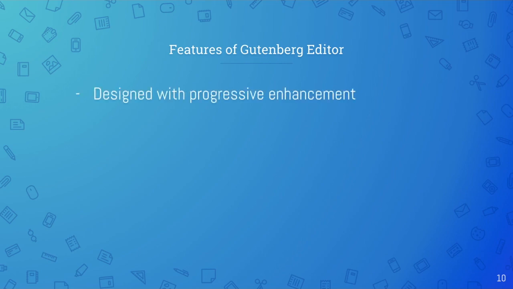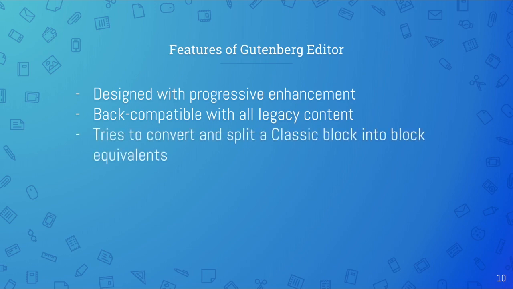First thing, it's designed with progressive enhancement, and even though it gives you so many features, it does provide backward compatibility with all legacy content. So if you're thinking, what would happen to my existing theme or meta boxes, etc., you don't have to worry about it, because it does provide backward compatibility. You can simply go ahead and upgrade to the latest WordPress, and you don't have to worry about losing your content, etc. What it does is try to convert and split the classic block into block equivalent.